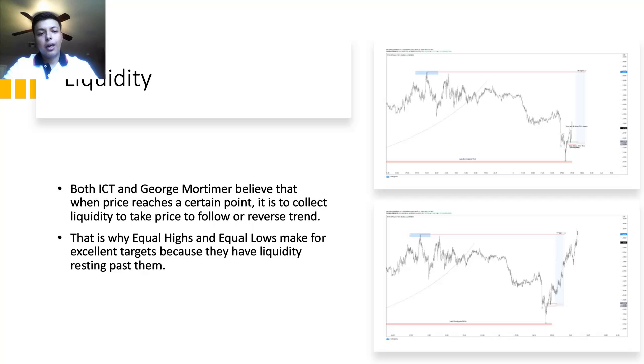And ICT and George Mortimer helped me learn about liquidity, and basically they both believe that when price reaches a certain point, it is only to collect liquidity to take price to follow or reverse the trend. So there are various forms of liquidity, and one of them is equal highs and equal lows, and they make for excellent targets because they have liquidity resting past them.